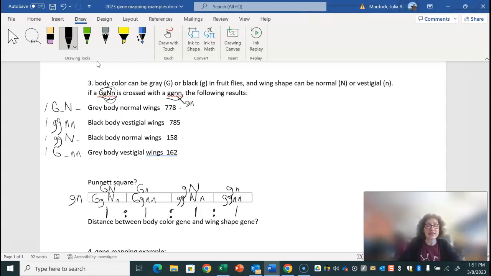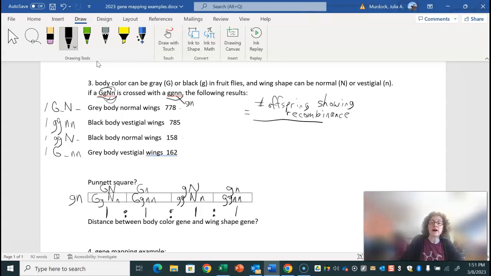So now, in order to calculate the distance between the genes on the chromosome, this is the formula. You have to count the number of offspring that are showing recombinance, or evidence that they crossed over, divided by total number of offspring, the total offspring that were counted in that experiment. Total, okay?